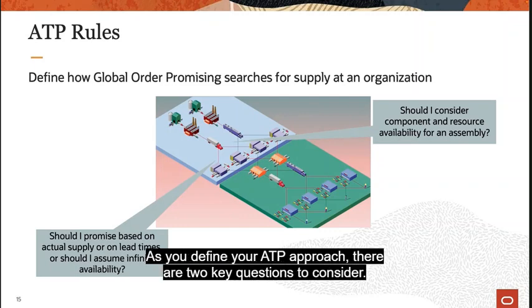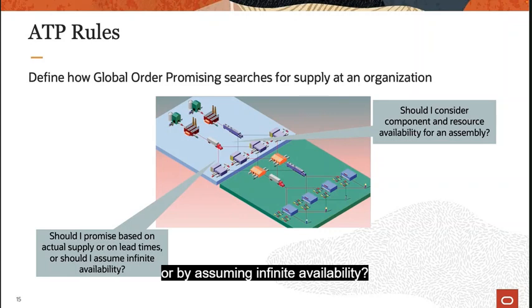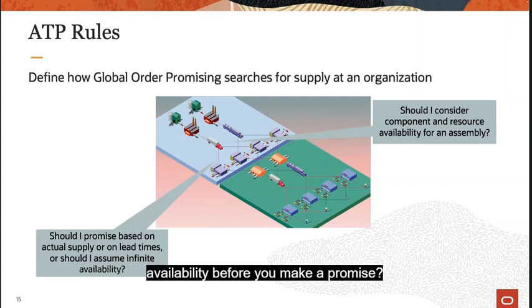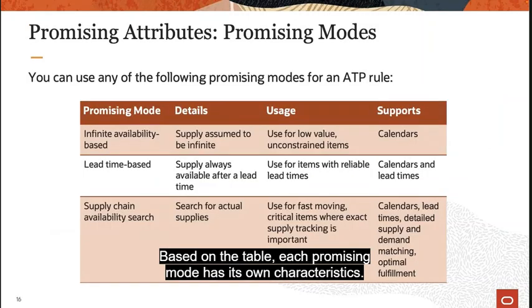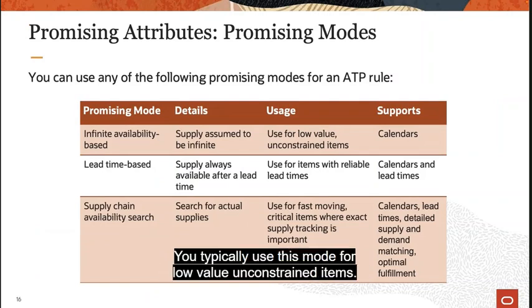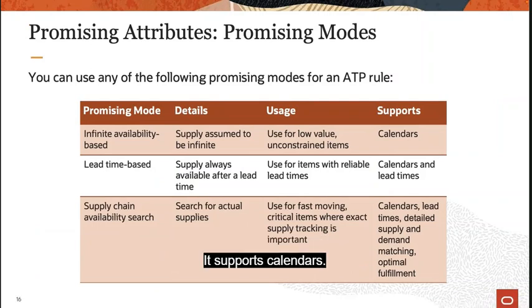As you define your ATP approach, there are 2 key questions to consider. First, should you promise based on actual supply, based on lead times, or by assuming infinite availability? Second, for an assembly, should you also check component and resource availability before you make a promise? Based on the table, each promising mode has its own characteristics. With infinite availability-based promising, supply is assumed to be unlimited. You typically use this mode for low-value, unconstrained items.